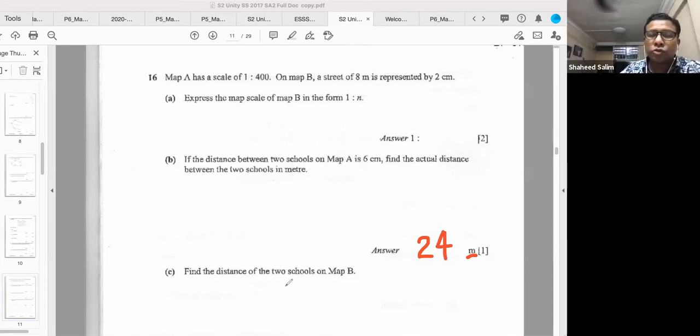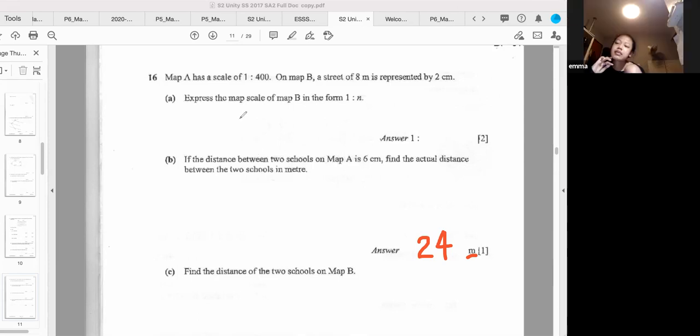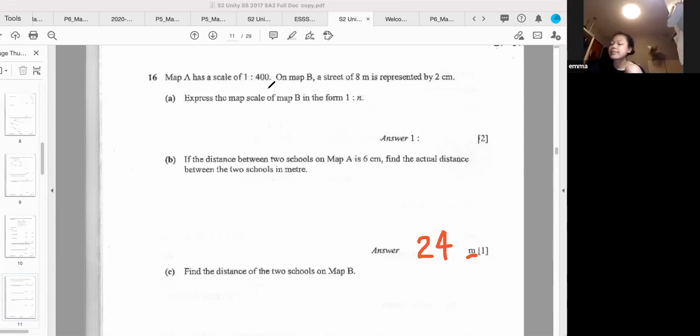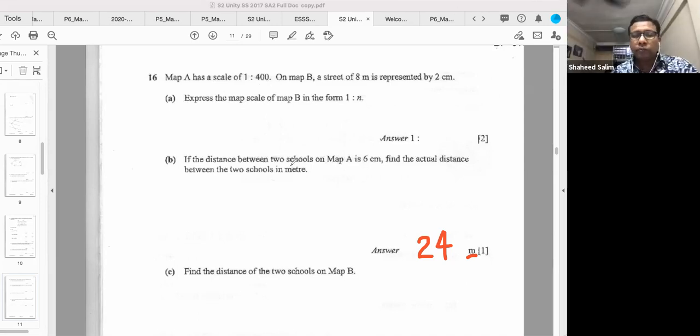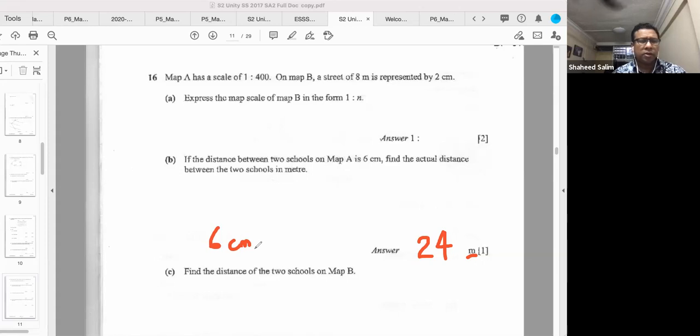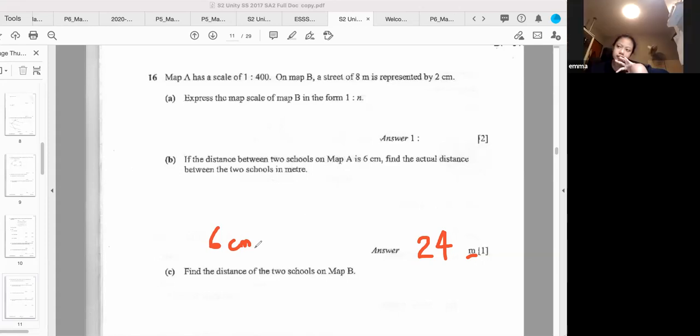Find the distance of the two schools on map B. Oh, there's two maps. The scale is the same as well. They're trying to trick us. 48. 48. Okay. The distance is 6 cm. It's supposed to be the same, eh? No. It's the same lah.